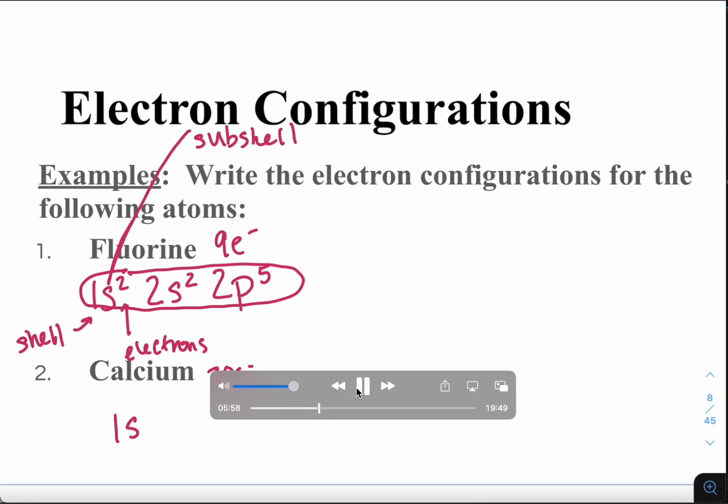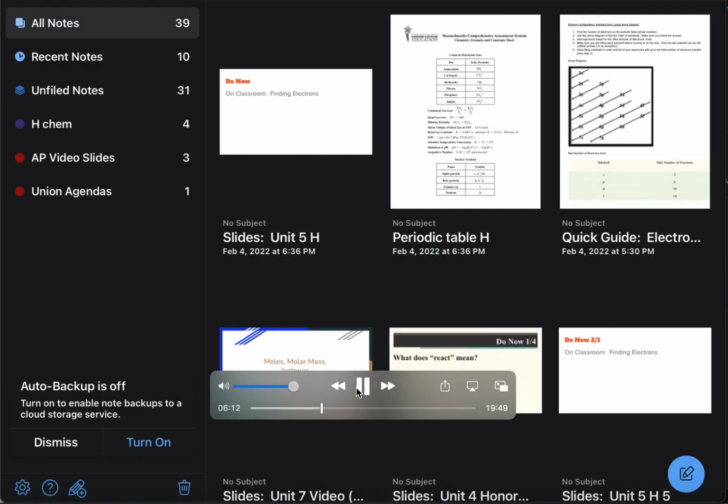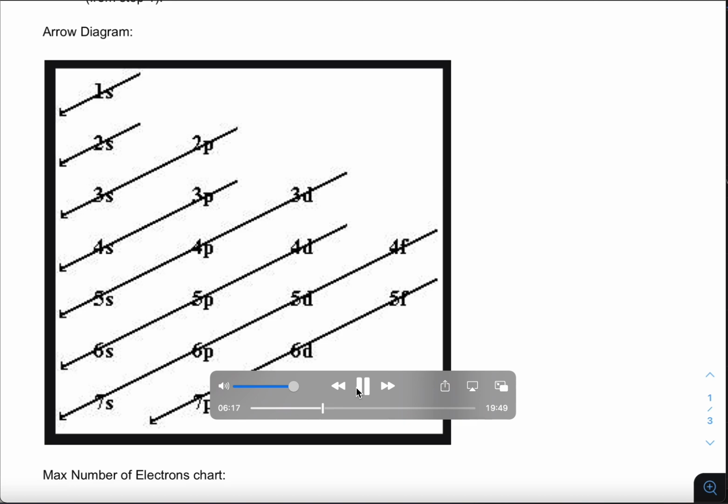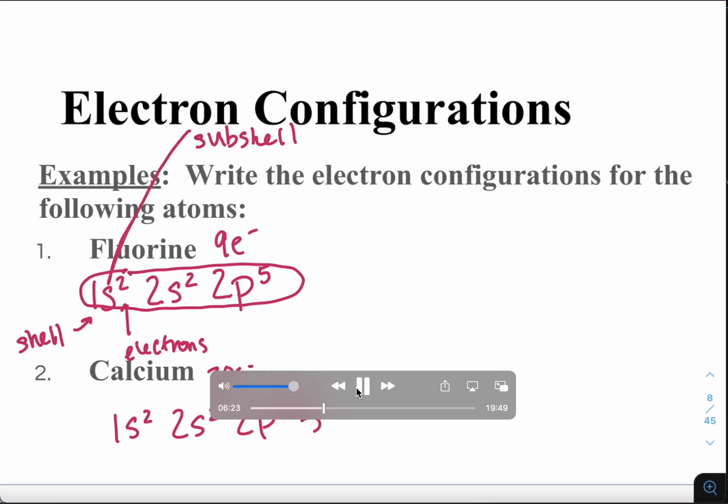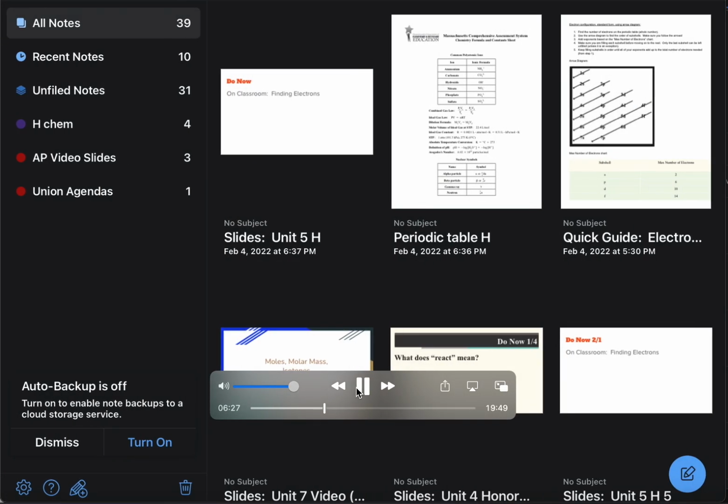So we have 1s2, 2s2, 2p, but this time we're not stopping there because we need to get all the way to 20. So this time we are going to fill up 2p. Now we need to keep going because that's only 10. So the next one we go to after 2p is 3s, and that just has 2 because that coefficient doesn't affect it.